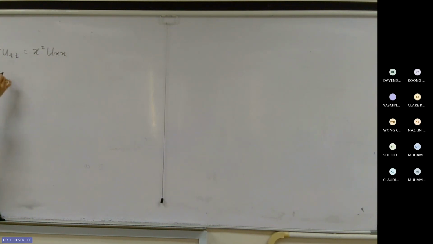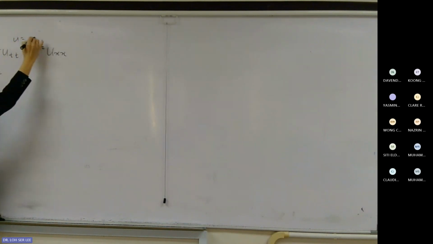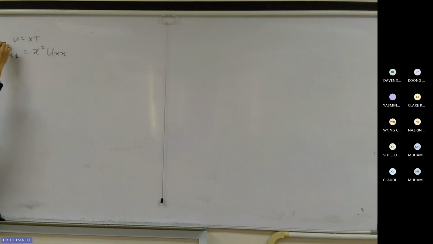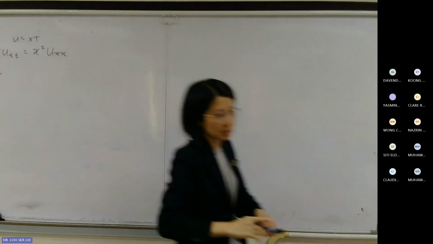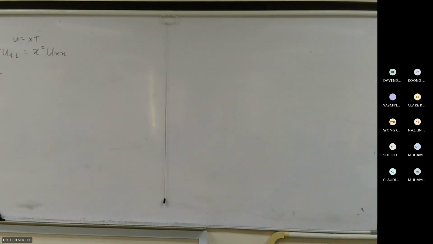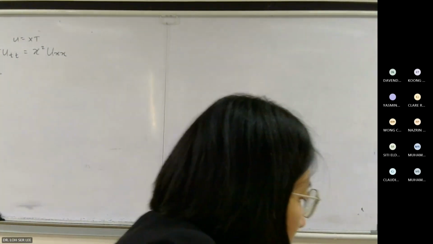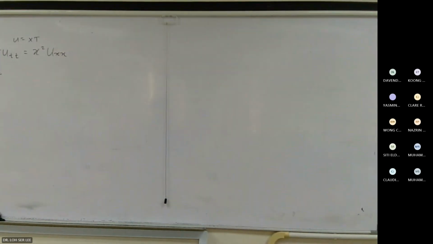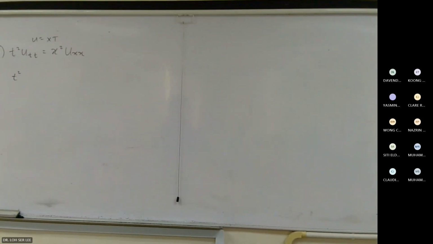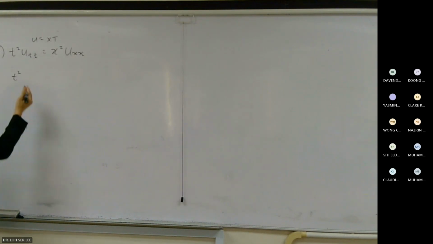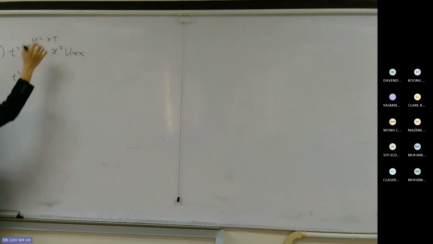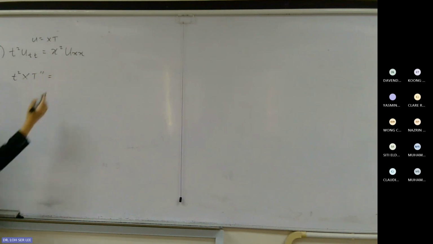Okay, T square, your UTT, what is your UTT? Okay, your U is XT. We assume U to be XT. So UTT will be double prime on T. So we have XT double prime.